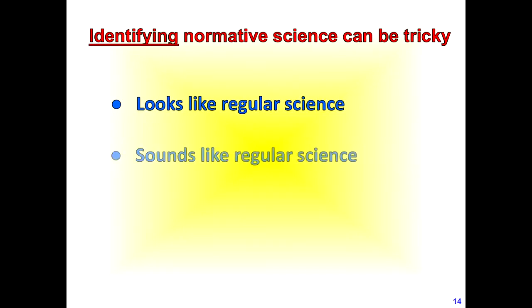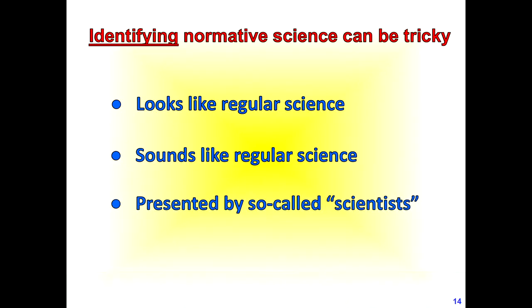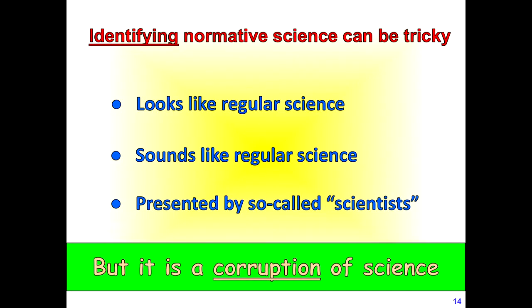One of the reasons it's not is because typically normative science is presented in a way that makes it look like regular science. It certainly sounds like regular science, and it's presented by people who call themselves scientists. In fact, oftentimes they are scientists. They've just stepped out of the policy neutrality of science and into the policy advocacy role, but they've hidden their advocacy in scientific terms that sound like policy neutral science. Regardless, normative science is a corruption of science.